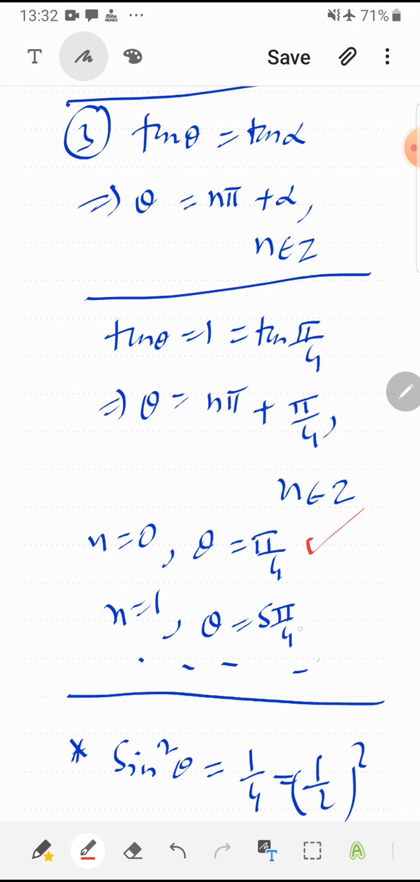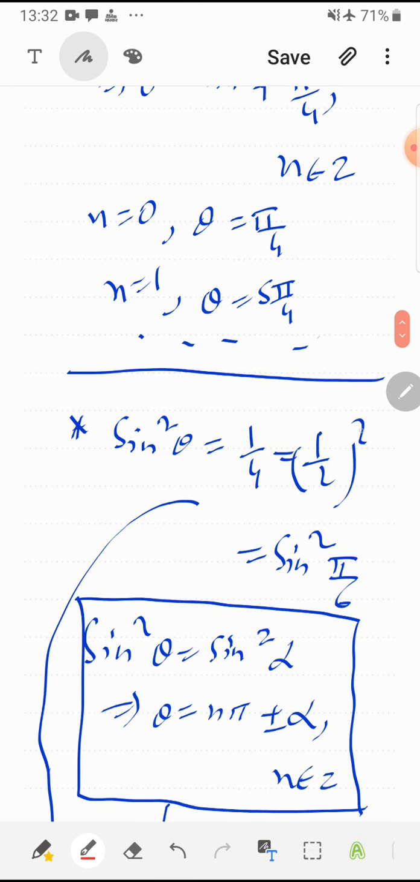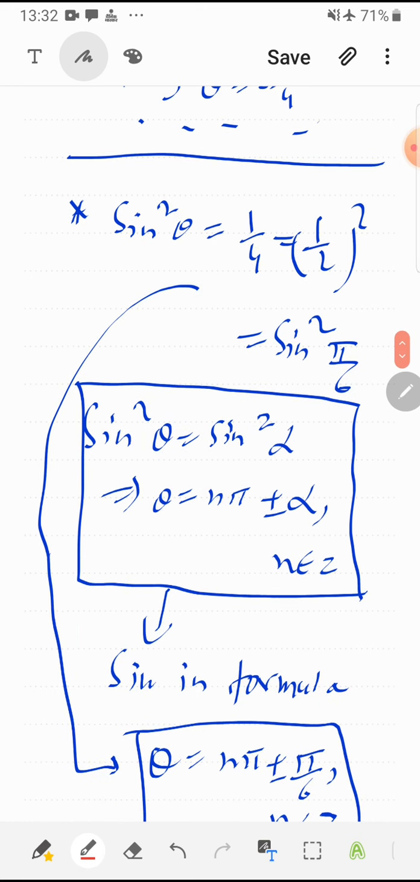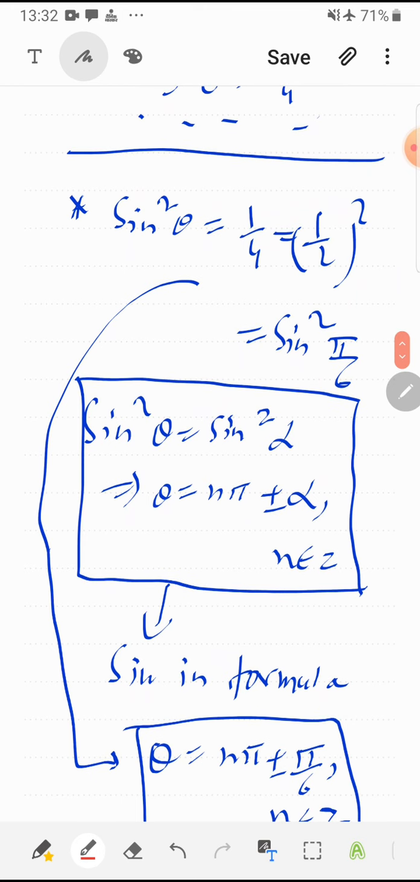If you put n is equal to 1, theta is 5 pi by 4, again for which tan is 1, and so on. Now suppose we have sine square theta is equal to 1 by 4, that means 1 by 2 whole square, or sine square pi by 6. If someone says to solve this equation, obviously we will take the square root and there will be plus minus 1 by 2. So two cases will arise and we have to solve these two equations.